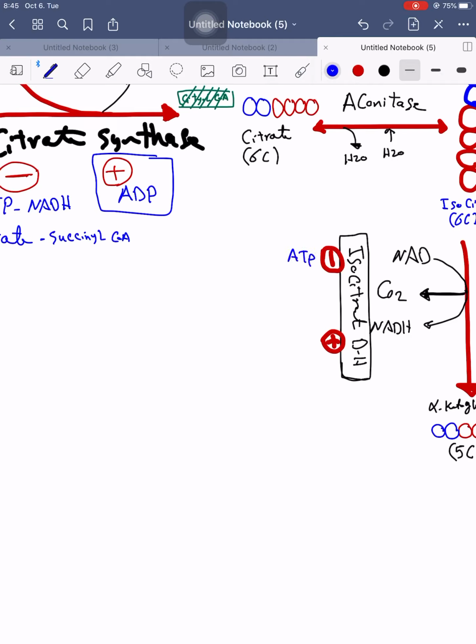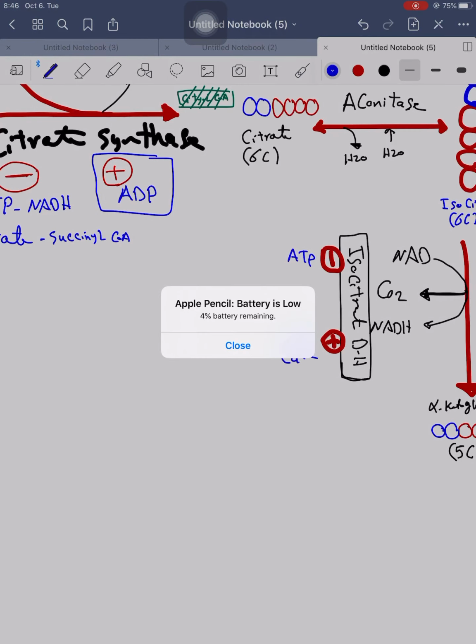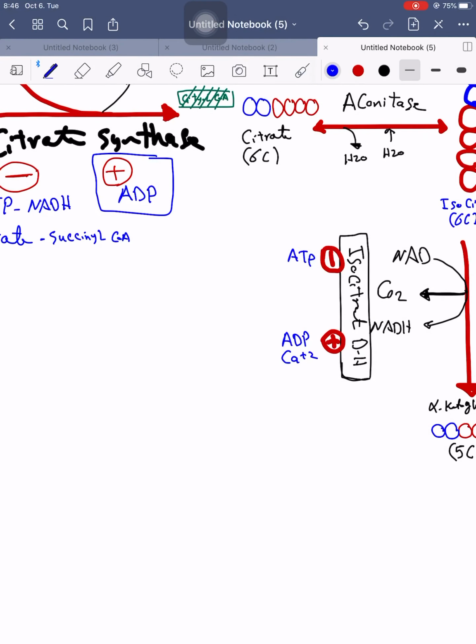And what factor activated? Of course, it is ADP plus calcium. Calcium here is very important. Like skeletal muscle needs to contract. When the skeletal muscle is going to be contracted, what factor can help it to be contracted?